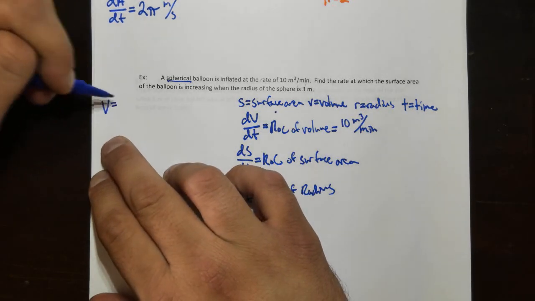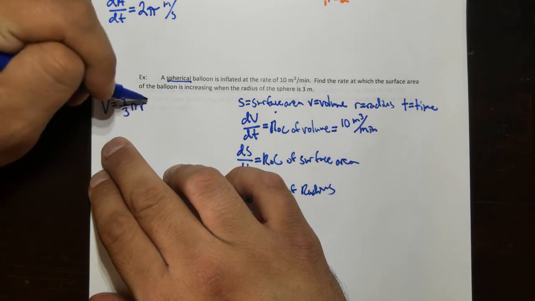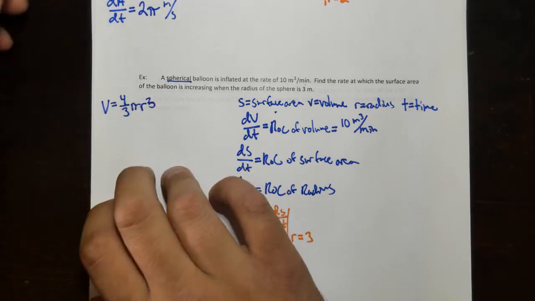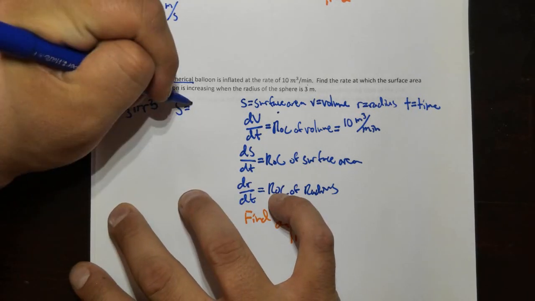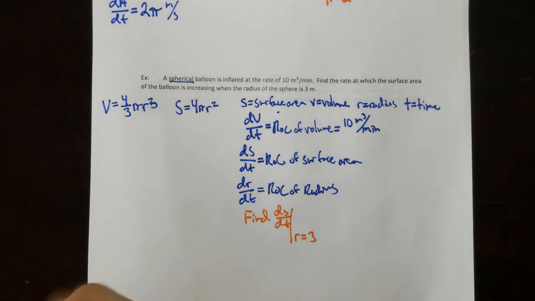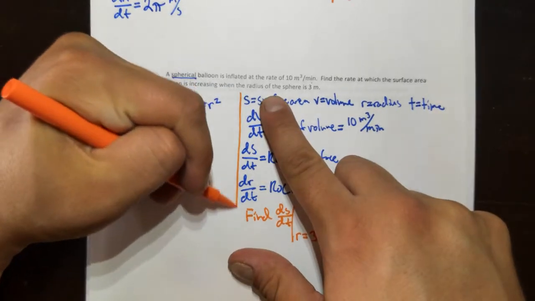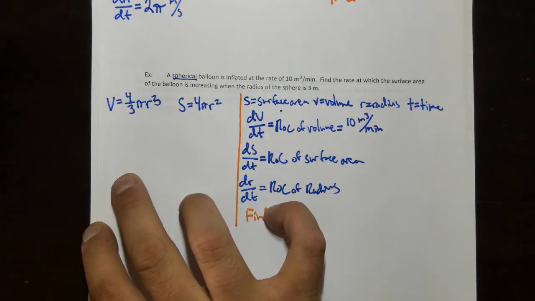Volume is 4 over 3 pi r cubed, and then the surface area of a sphere is 4 pi r squared. There we go. So let's take the derivative of both of these. This is our first time working with two functions.